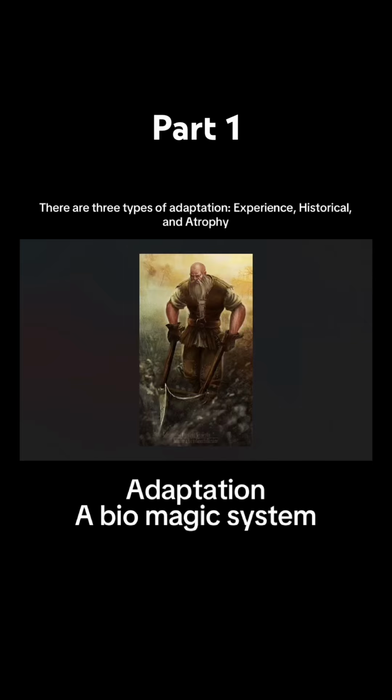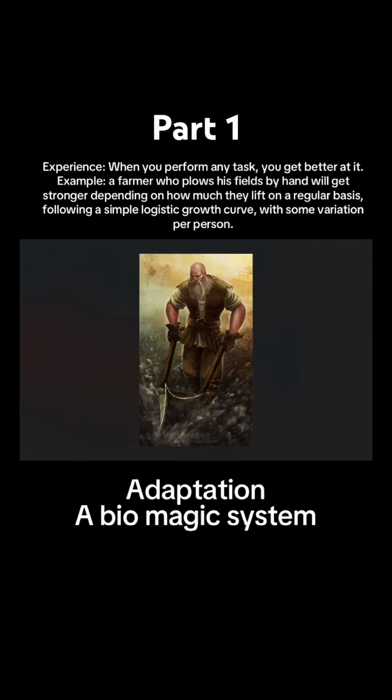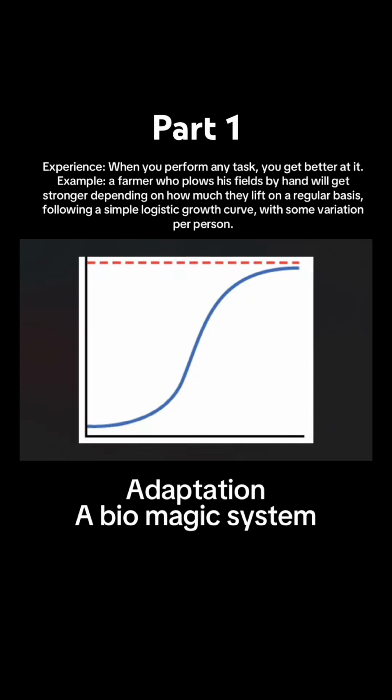There are three types of adaptation: experience, historical, and atrophy. Experience. When you perform any task, you get better at it. Example: a farmer who plows his fields by hand will get stronger depending on how much they lift on a regular basis, following a simple logistic growth curve, with some variation per person.